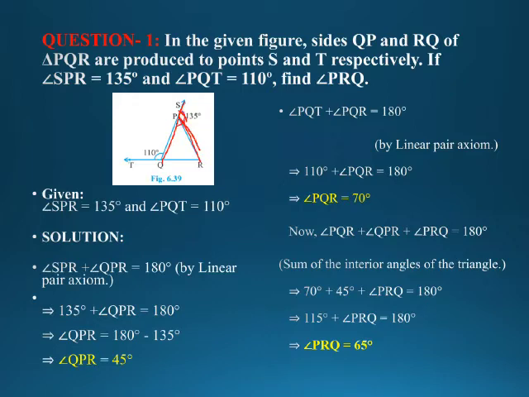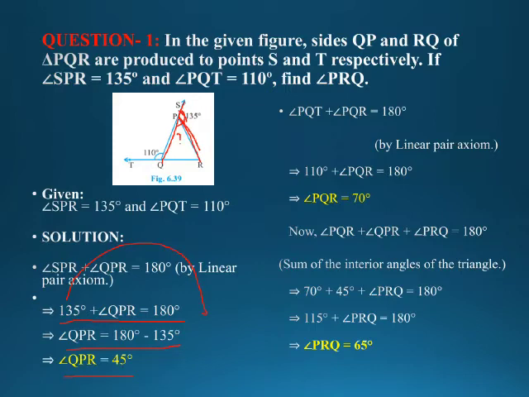This is a linear pair. Already in the given, angle SPR equal to 135 degrees. So 135 plus angle QPR equal to 180 degrees. 135 we bring to the right hand side. So angle QPR equal to 180 minus 135. So now angle QPR equal to 45 degrees. Now angle P is 45 degrees.